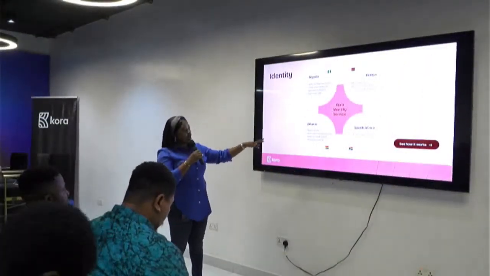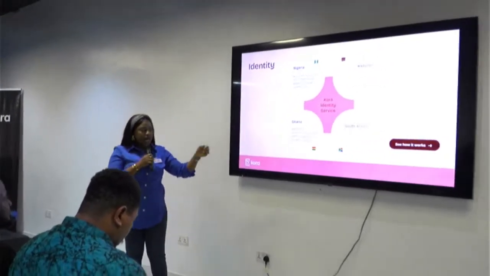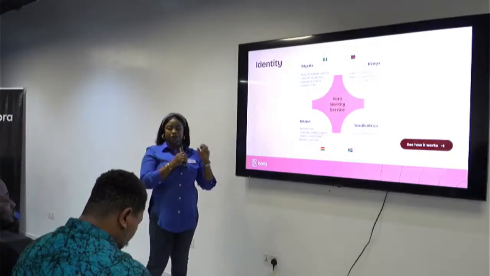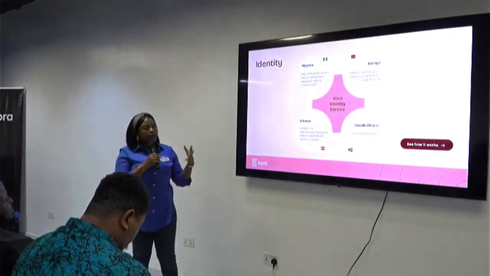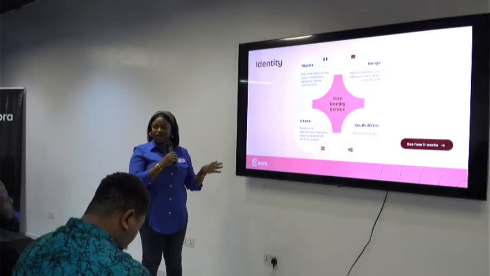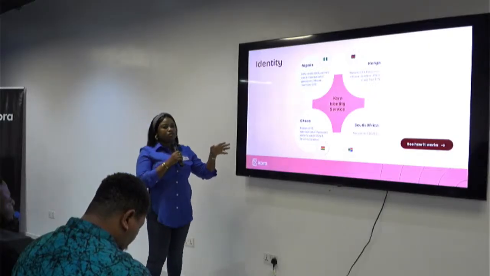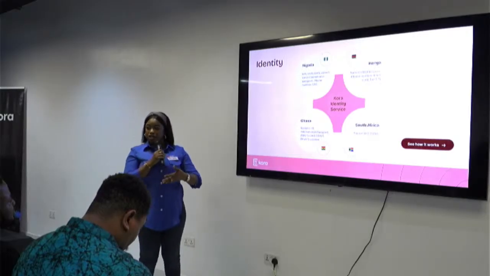Then for Ghana, we have national ID, international passport, voters card, the social security number, driver's license. While for South Africa, right now, we have just the national ID, the smart ID. We are looking to expand to at least 5 more African countries this year, so be on the lookout for that.